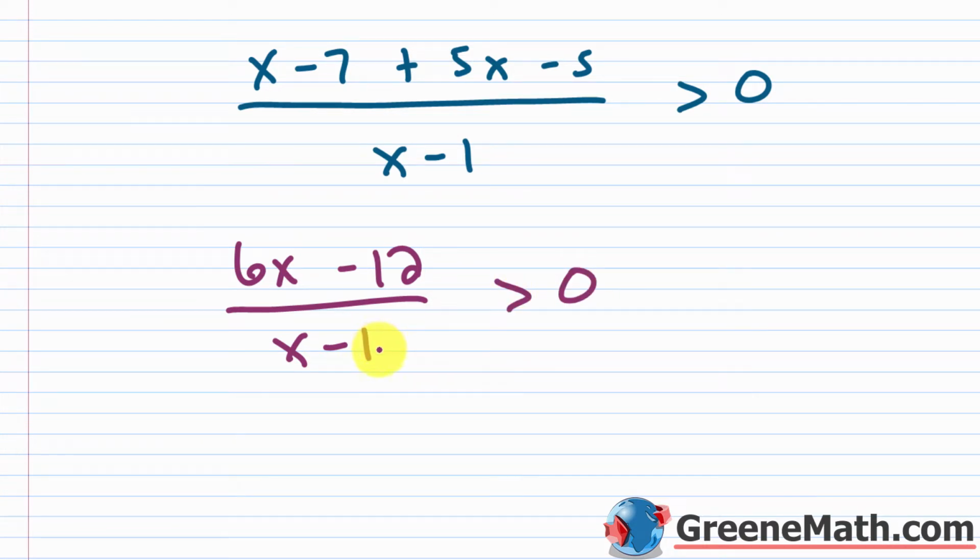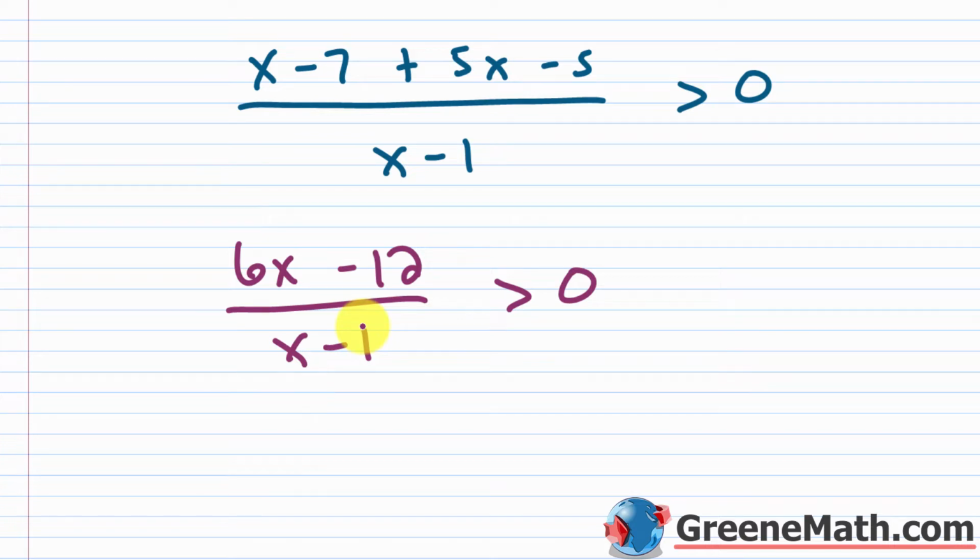All right, so once you get it to the point where there's a single rational expression on the left, and then again, you must have your inequality symbol and then 0 on the right, what you want to do is set your numerator equal to 0 and solve that equation. And then you want to set your denominator equal to 0 and solve that equation. Now remember, because we're working with a rational expression, when you set your denominator equal to 0 and you solve that, that is going to give you the value or the values that must be excluded, right? Because you can't divide by 0.